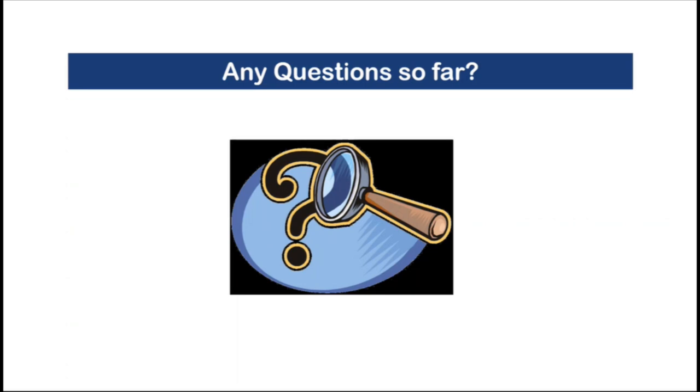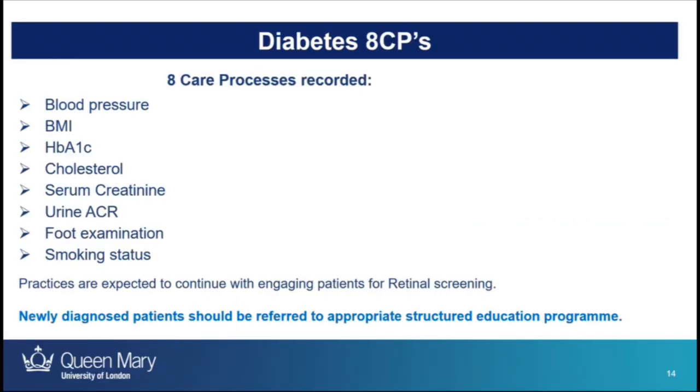Okay, so we will move on to your diabetes, and we'll start with your 8 care processes. It's just making sure that each financial year you have all 8 care processes recorded. They need to have their blood pressure, BMI, HbA1c, cholesterol, serum creatinine, urine ACR, foot exam, and smoking status recorded.